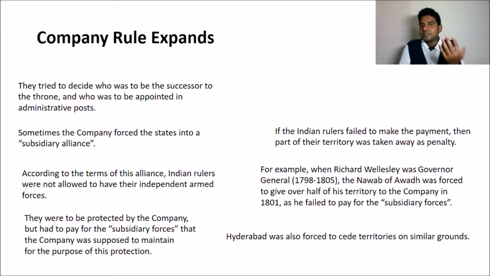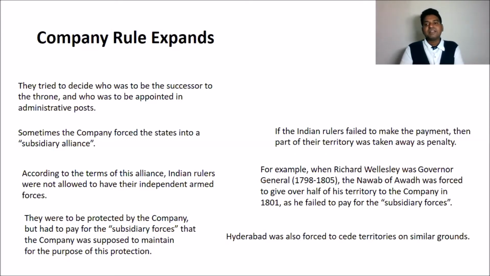Indian kings should not have their own army, but should take protection from the East India Company soldiers, for which they have to pay a certain amount, that is, the salaries for the soldiers. These forces are called subsidiary forces. If the Indian rulers failed to make the payment, then part of their territory was taken away as a penalty.